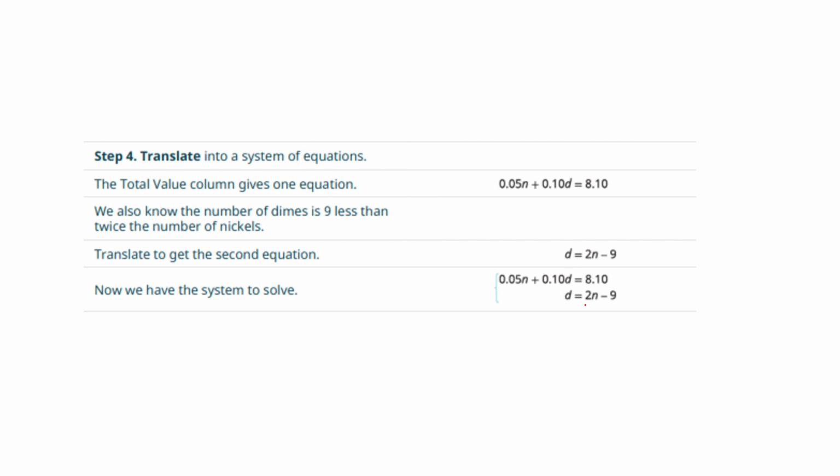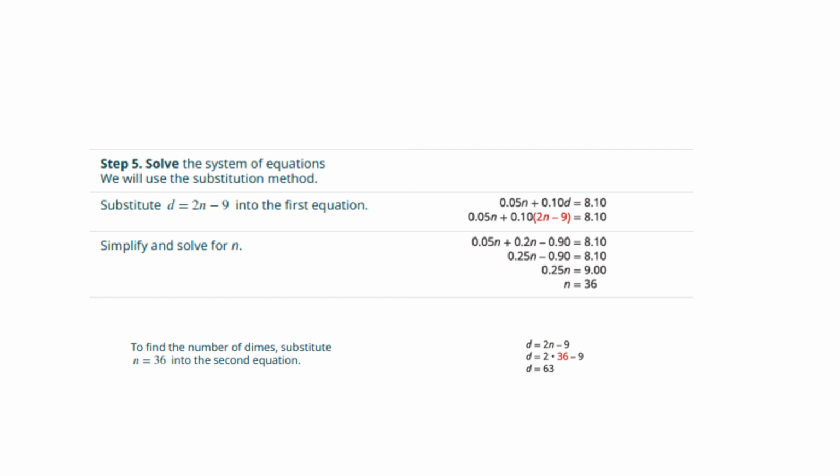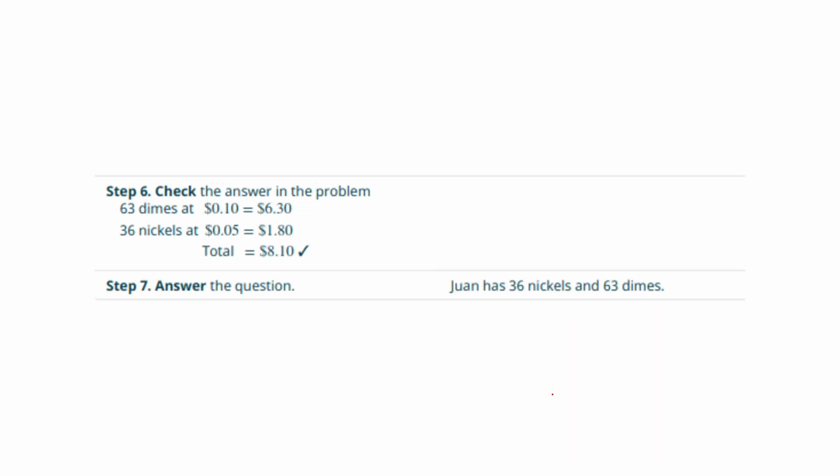Now, I'm going to let them do that, setting d equal to 2n minus 9. Crunch this, and we get n as 36. Now, you can put it back into any equation. Putting 36 in there solves for 63 dimes. So he has 36 nickels and 63 dimes.